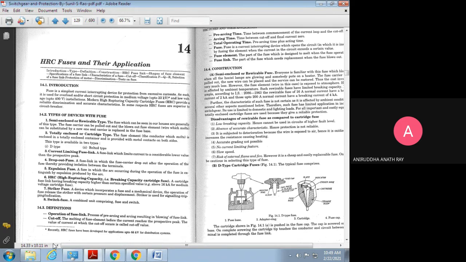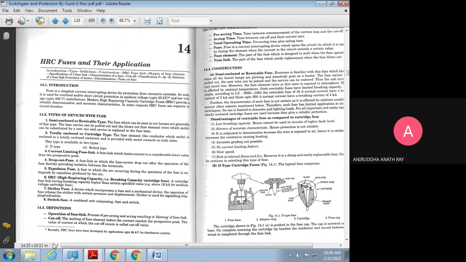And fourth, dropout fuse. A fuse link in which the fuse carrier drops out after the operation of the fuse, providing isolation between the terminals. That is called dropout fuse.